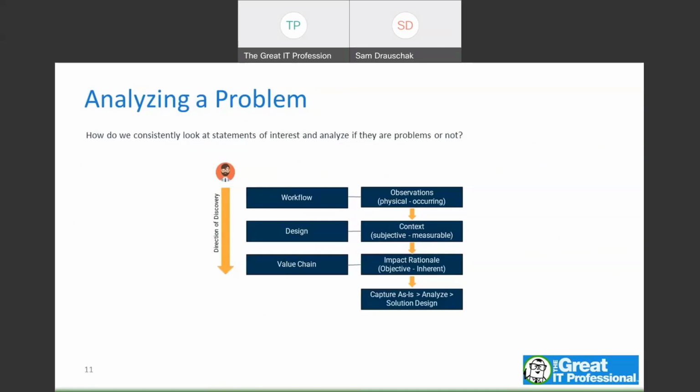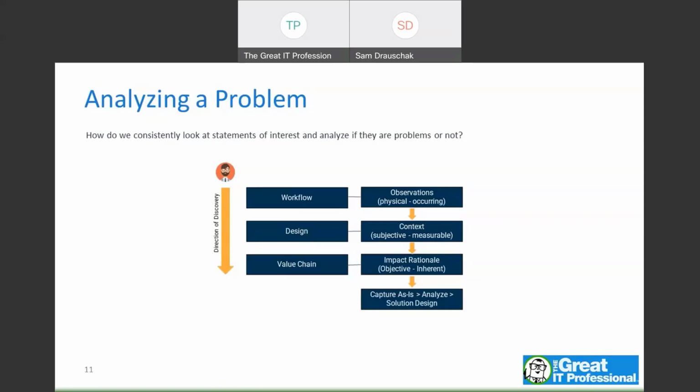So, analyzing a problem. How do we consistently look at statements of interest, to put it in a neutral way, or a business case, and analyze whether they're a problem or not? Well, there's the start of a model here, and I'm not going to go into tremendous depth about the different components of it. But really, when you have an organizational workflow, you have its design and you have its value chain, and this is on the left-hand side.